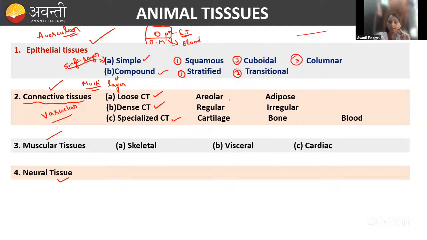Remember, in the loose connective tissue, A square is there. A square means areolar tissue and adipose tissue. I think you all are aware of the adipose tissue, right? Yes or no? You all are aware of the adipose tissue, right, guys? What does the adipose tissue do? Tell me, what does the adipose tissue do?